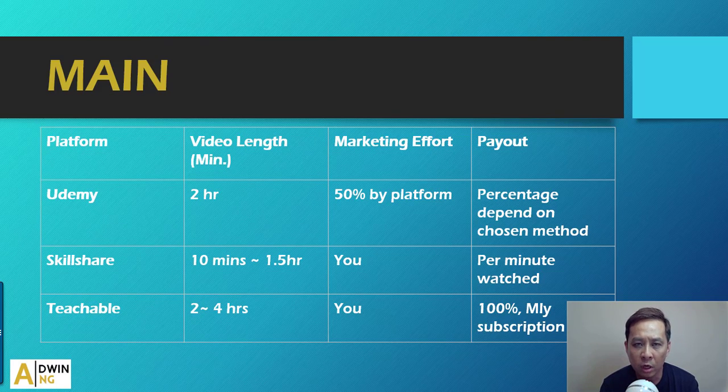For example, on Skillshare, you're paid per minute watched, and on Teachable, you get 100% of whatever you charge. However, there's a subscription fee on teachable.com. For Udemy and Skillshare, there's no subscription fee. You can upload videos because the platform is shared by everybody. They're actually making money out of your course, so they will take a percentage cut from your course price.